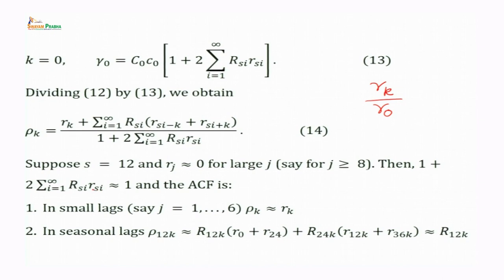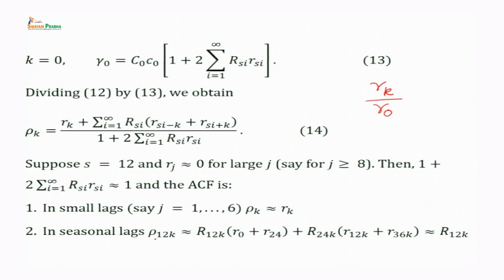But small r S I is negligible for j greater than or equal to 8. So, this denominator is approximately equal to 1. Then in the small lags, say for j equal to 1, 2, and so on up to say 6, rho k is approximately equal to r k, because this part vanishes. Means either this term is 0 or the first value for which this term may be non-zero is I equal to 12, but for that value these two are 0. So, rho k is approximately equal to r k.